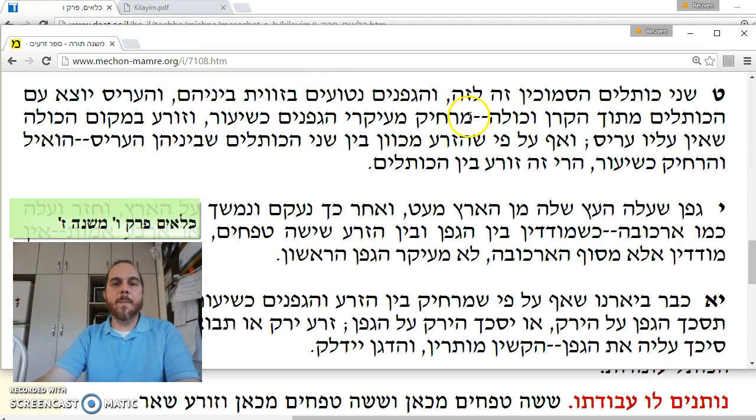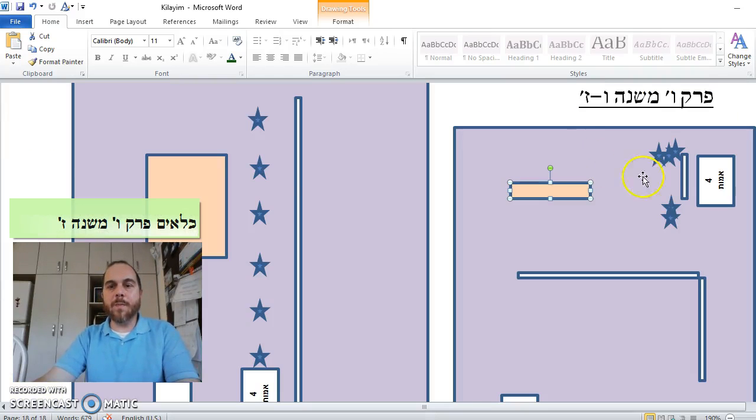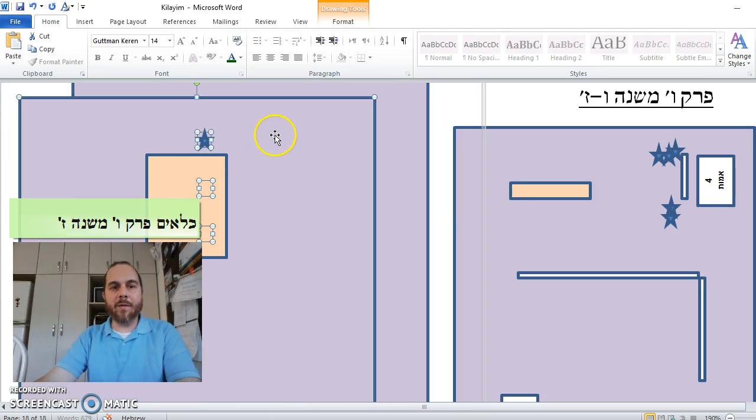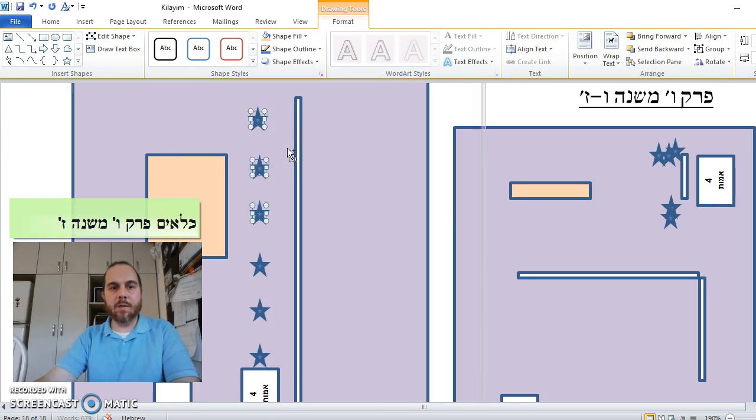Very interesting. "Marchik mi'ikar hagfanim kishiyur," you distance yourself from the roots of the vines, from the stalk of the vines, "v'zoreh b'makom kulo she'ein al aris," then you plant wherever there is no aris. So the Kahati explains that according to one opinion, we're just going to do one opinion here, the Rambam is talking about the following case.